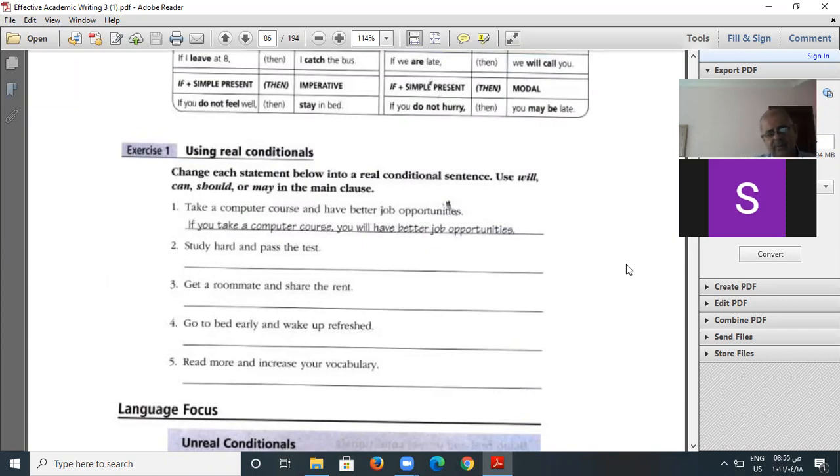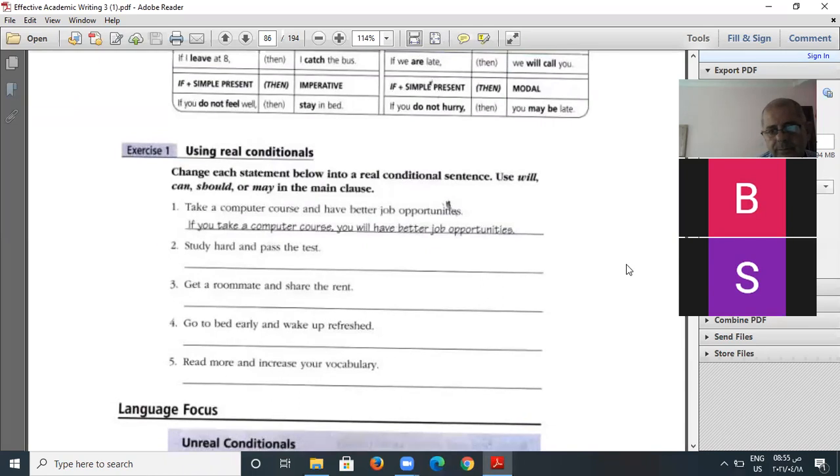Okay. The last one. If you read more, you will increase your vocabulary. Of course there is a comma in the middle. Or you can say you will increase your vocabulary if you read more.